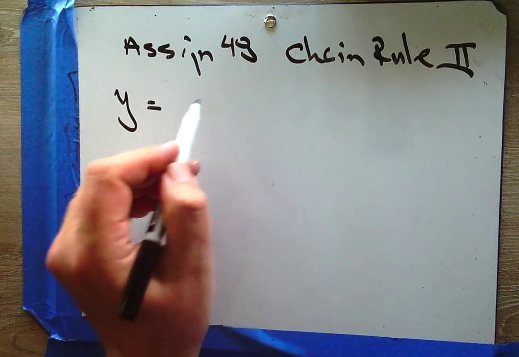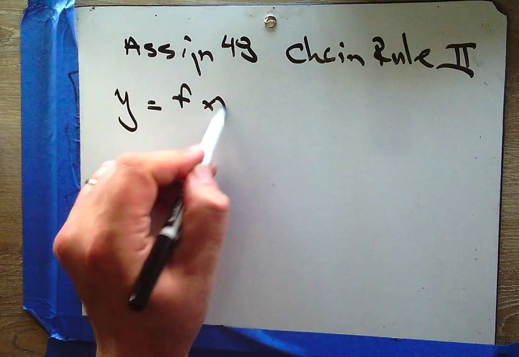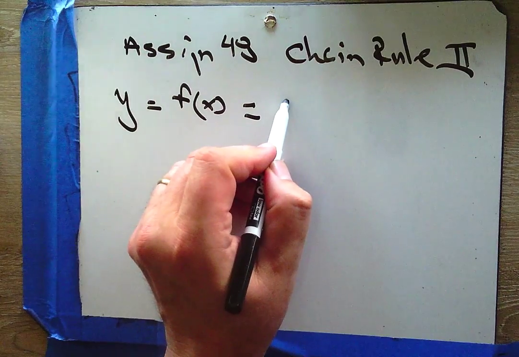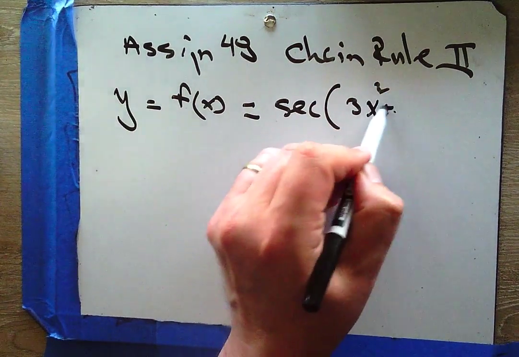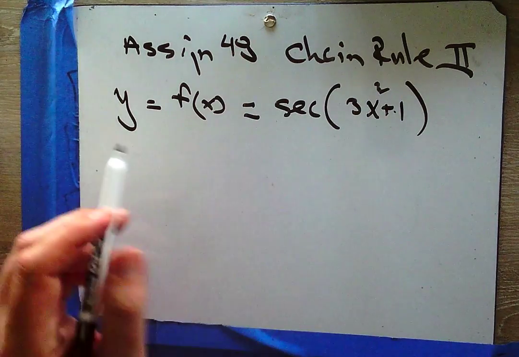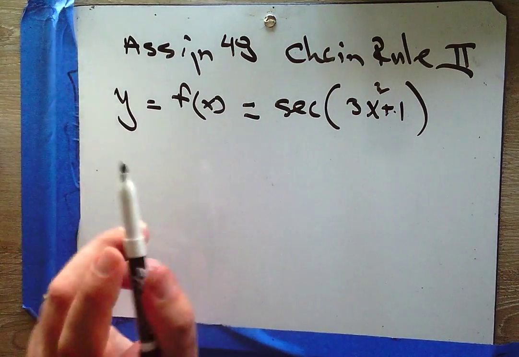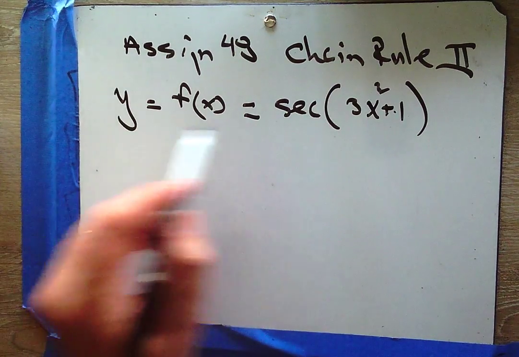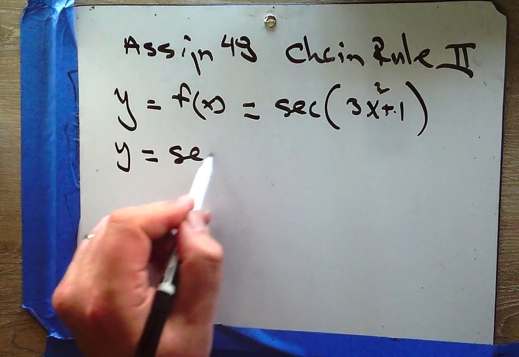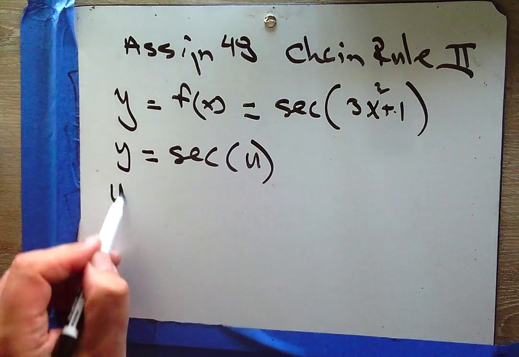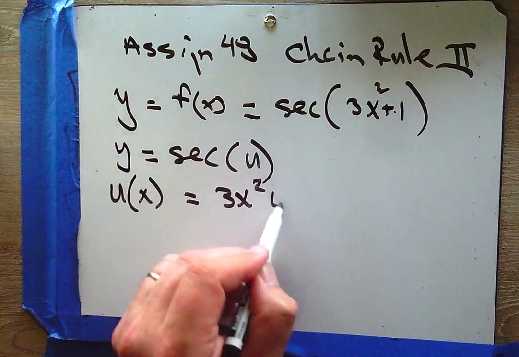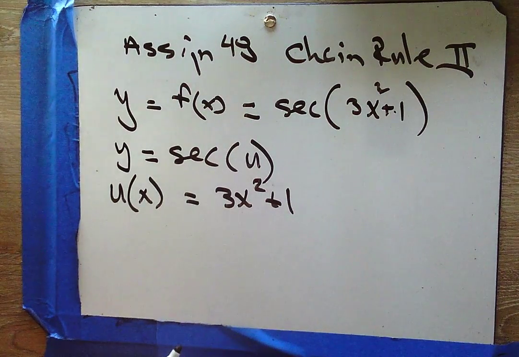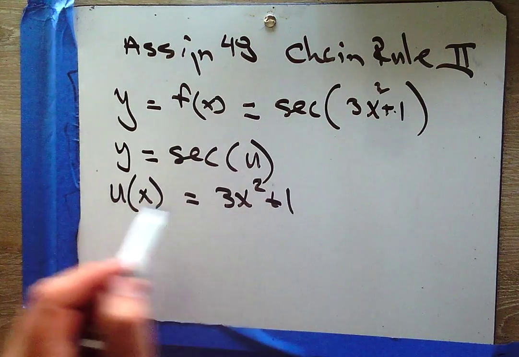Like if y equals f of x is secant of 3x squared plus 1, I need you to be able to think about this as there's an outside function, and then there's this inside function of x. And so we need to be able to take the derivative here.